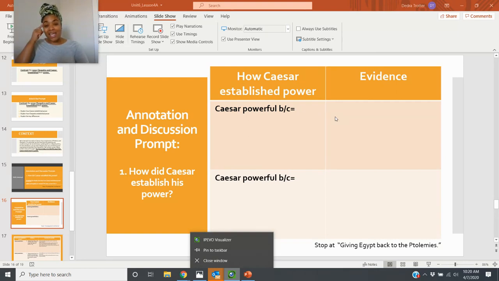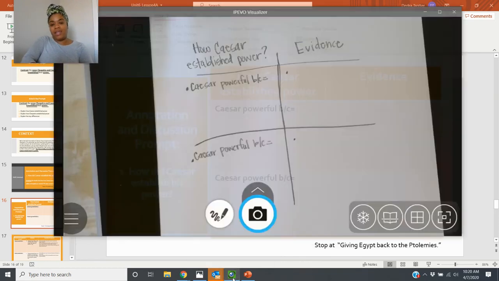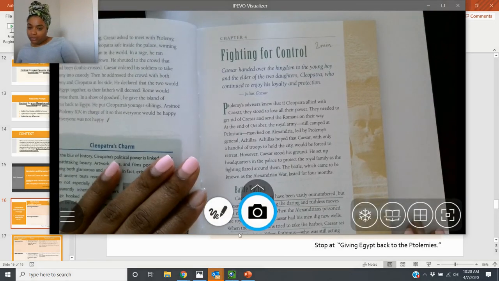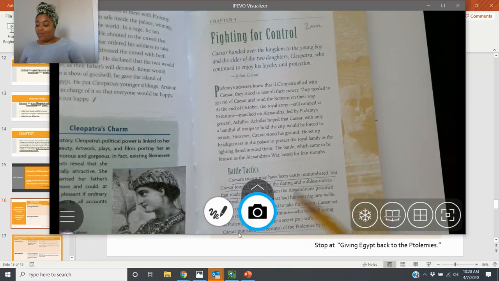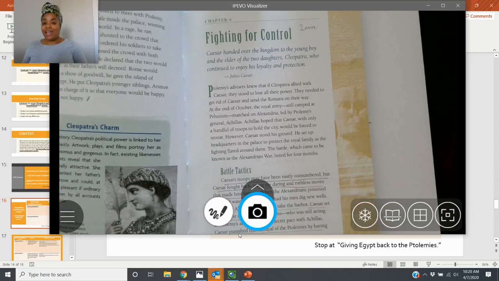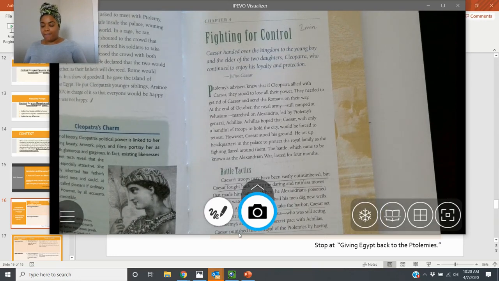In our minds, we are thinking about how does Caesar establish power. We're thinking and looking for ways that Caesar is powerful. Again, we're in our text. We are on page 25, and we're going to read the entire page.